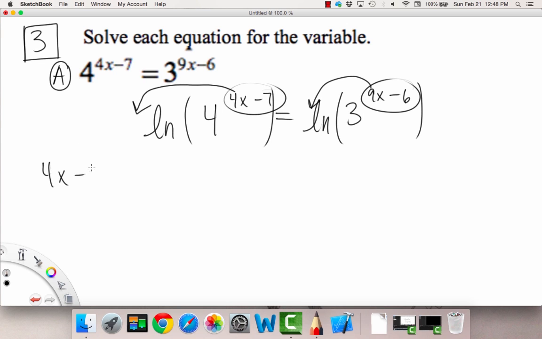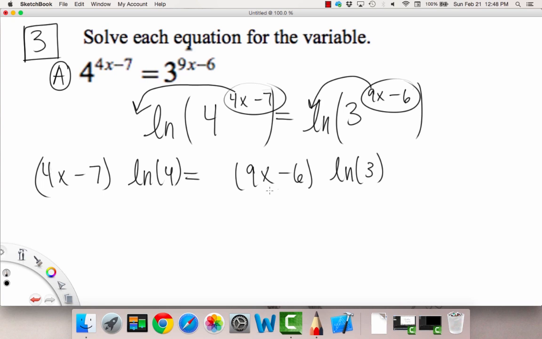So now we get 4x minus 7 times ln of 4. And we see that ln of 4, just like ln of 3 on this side, ln of 3. So ln of 4 and ln of 3 are both just constants, right? Because that just means you're taking log base e of 4, and if you were to plug that into your calculator, you just get one value, okay? So these are both constants, so we can treat them as constants as well.